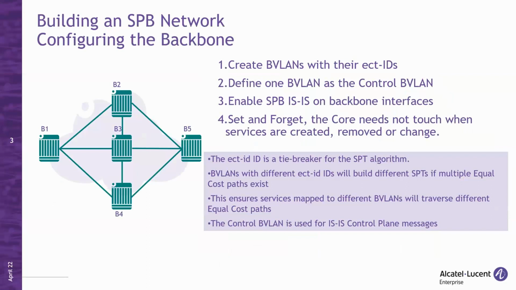Next, we need to define one of those backbone VLANs as a control backbone VLAN. That is to say that all ISIS control plane communication will use this specific backbone VLAN. And that's it. It is really as simple as that. On pure core nodes, this is set and forget, meaning there is no need to make any changes when creating services or when making changes to them because services are configured at the edge, not at the core.